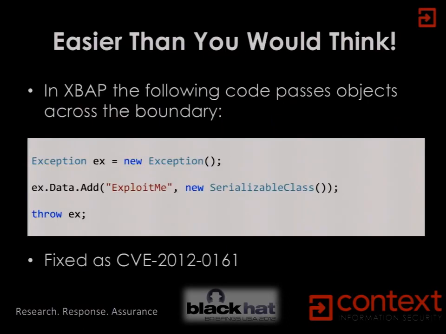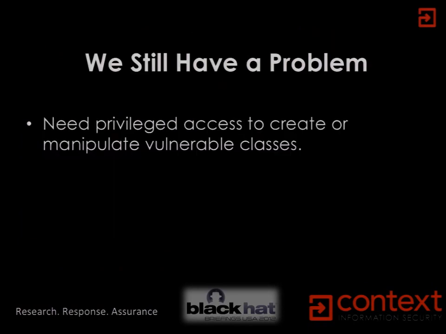And it is pretty much that simple. These 3 lines of code are enough to get an arbitrary object round-trip serialized in an XAML browser application. And this was one of the bugs which was fixed in MS 12035. But there's still a problem.